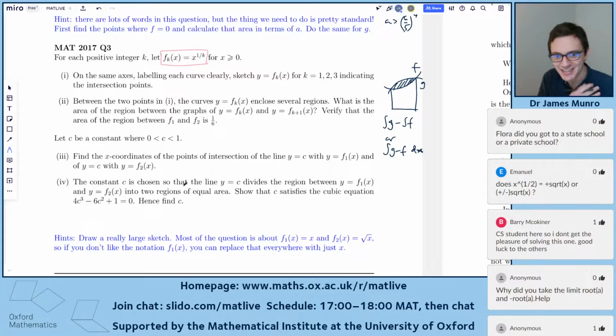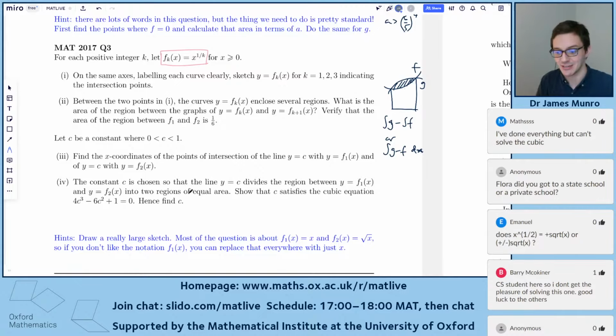Write down some integrals, integrate some polynomials, or not even polynomials, integrate some powers of x. Set the areas equal to each other, and there's some hideous equation for c. I'd like to think about the last part of the question very quickly, where it says, we've got this polynomial. We've got a polynomial session coming up on the MAT Livestream, I think. We've got a cubic, and it just says, hence find c. It's a bit of a tricky thing to be asked to do. I wonder whether anyone's got a strategy for doing things like that. Someone has just put in chat, done everything but can't solve the cubic.